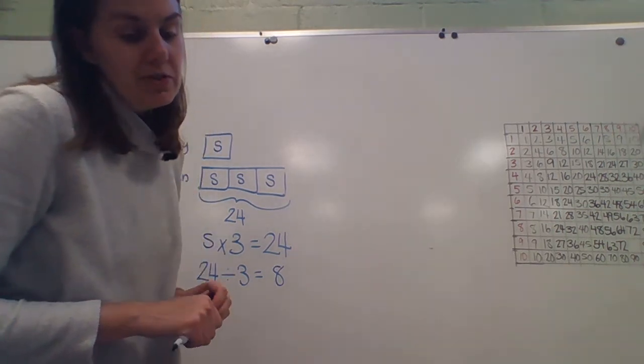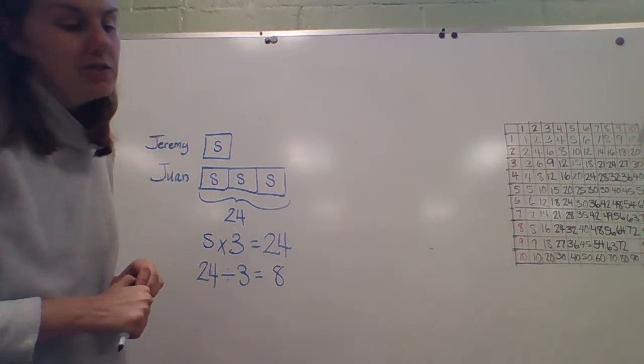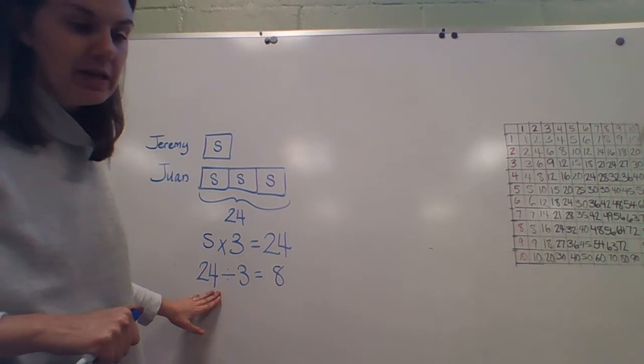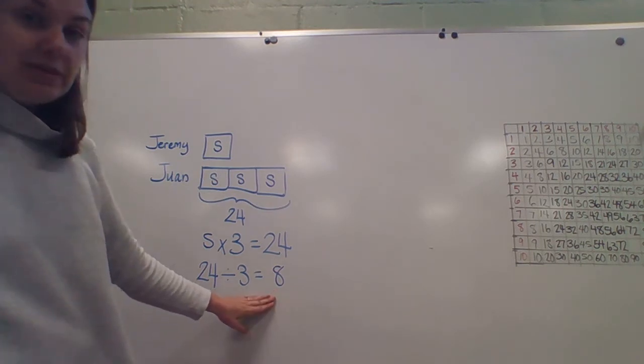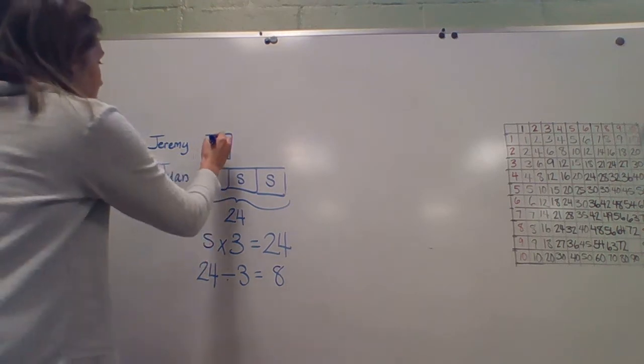So number 5 says, write a division equation using numbers to show how many shells Jeremy finds. We would have 24 divided by 3. We've discovered that that is 8. So therefore, Jeremy finds 8 shells.